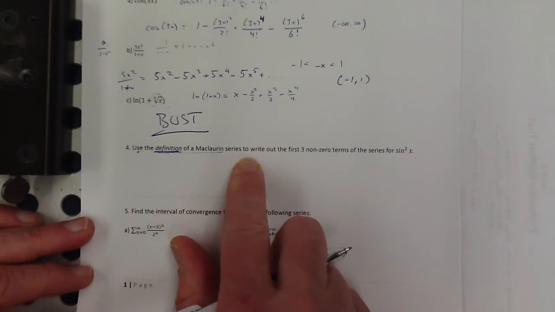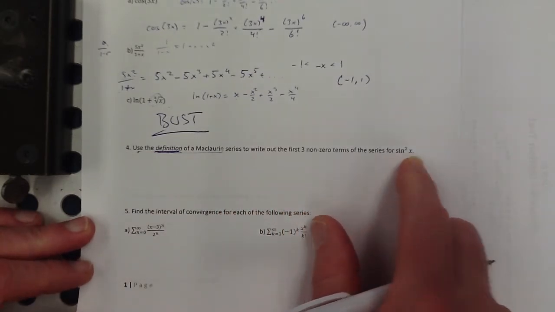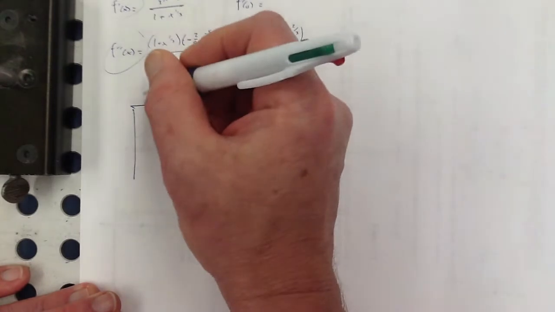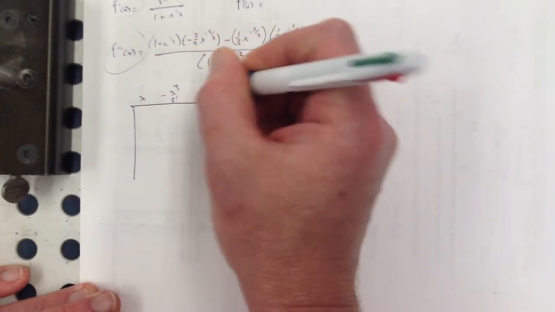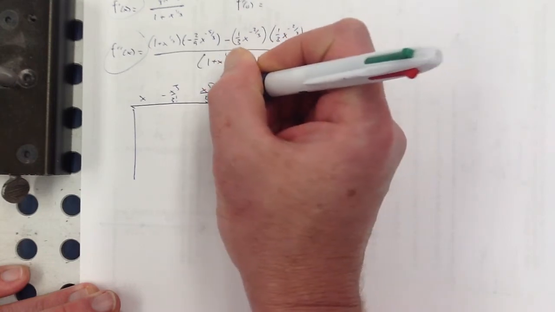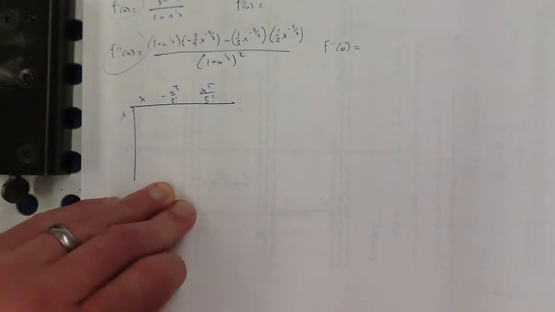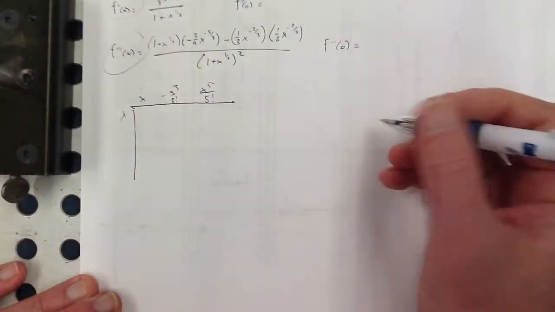Use the definition of Maclaurin series to write out the first three non-zero terms of the series for sine squared x. Now you can do that doing the little multiplication table thing. You could do this game. Say, well, I know that series, so sine squared is just that series times itself, right? But the directions here, which we are going to respect, say use the definition of the series. So that's like this game.